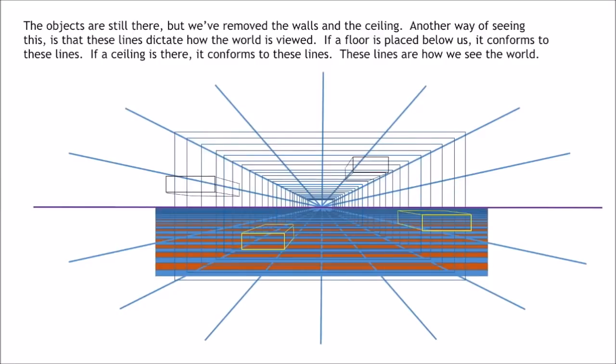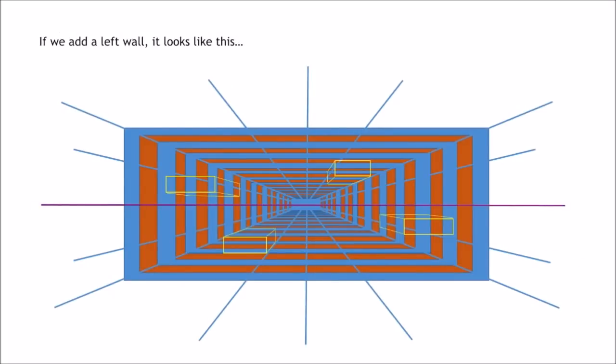And here we are with our ceiling rotated away, and the objects are still there, but we've removed the walls and the ceiling. So going back here, you can see that we have our ceiling and our floor and our walls and our objects within our corridor, and now we're going to rotate the walls and the ceiling away and leave only the floor, but the objects themselves will still maintain their proportion.